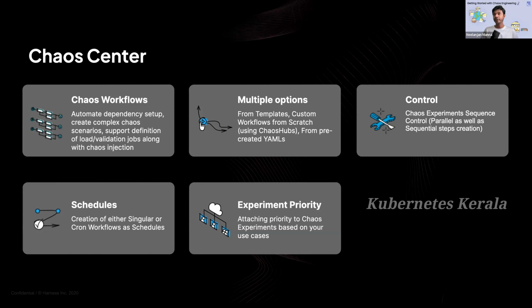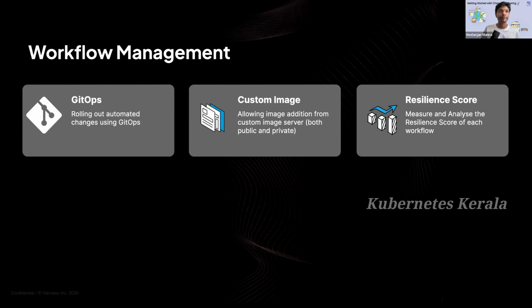You also have control over the sequence, as I said, like you can create parallel or sequential chaos experiments in a workflow. You can also define schedules, like let's say you want to run a chaos experiment as per any cron sequence. So you can define that sequence and according to it the experiment will go on. And then we also have the experiment priority, like, you can assign different weights to an experiment. We'll come to the concept of resiliency score in our demo as well.